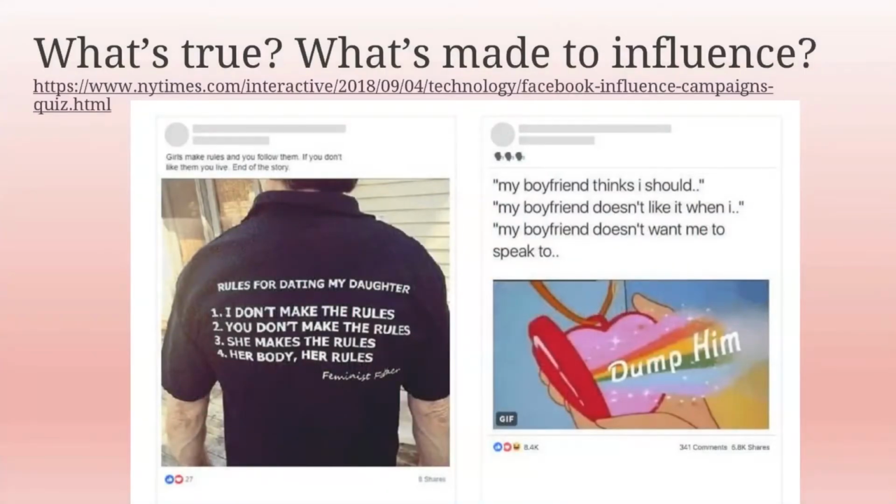Let's take A or B. A's on the left, B's on the right. One of these is two Facebook posts. One of them was taken down by Facebook because it was a false post, using the same kind of metrics as the Russians did for the United States political environment. So which, A or B, do you think is the false post? Anybody want to put up A's and B's?